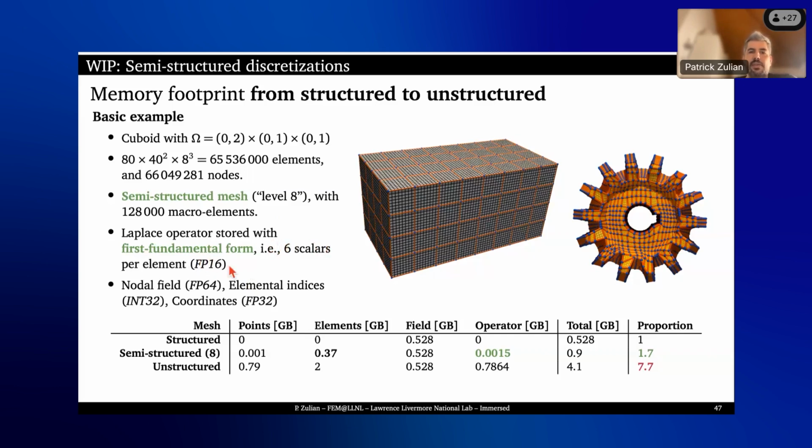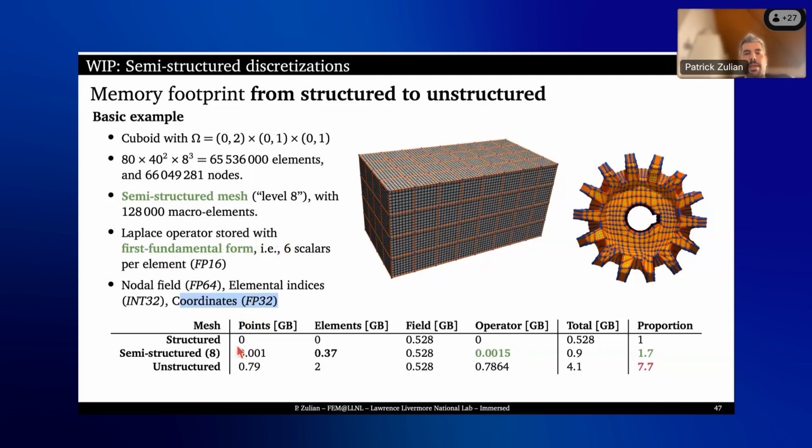So it's a very small footprint on the GPU. And of course, we have the nodal fields, the elemental indices, and the coordinates, which, depending on which type of geometry you use, you still want to shift to the GPU. In our case here, we assume that the elements are affine, so one fundamental form is enough to capture the geometry for a simple Laplace operator.